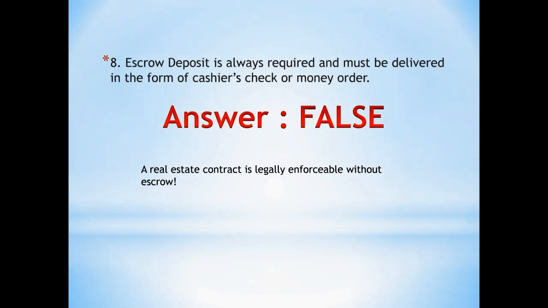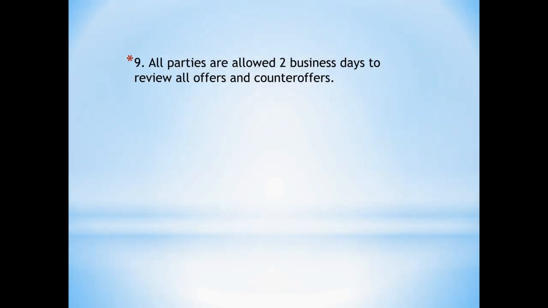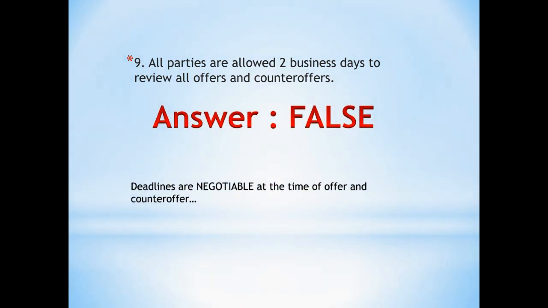Number 9. All parties are allowed 2 business days to review all offers and counteroffers. Is that true or false? I hope you guys know this one. It is false. Deadlines are negotiable at the time of offer and counteroffer. So an associate should insert a date of expiration to avoid any uncertainty as to the time limit for acceptance, right? So that first date that the buyer offers the seller to accept the terms, there should be a date. I don't recommend leaving that blank at all.